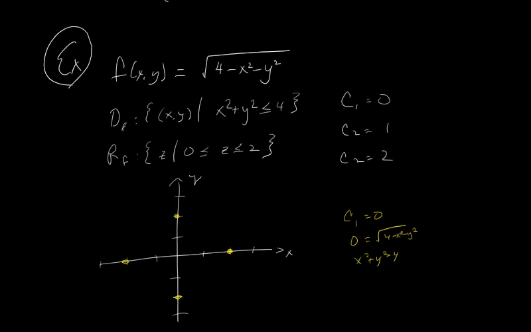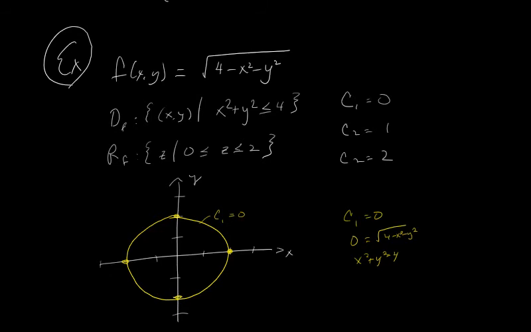Okay, so bear with my poor art skills here again. There we have C1, which was equal to 0. So that's my first level curve. When z is 0, in other words, when I'm on the xy plane, the trace of my surface is a circle of radius 2 centered at the origin.